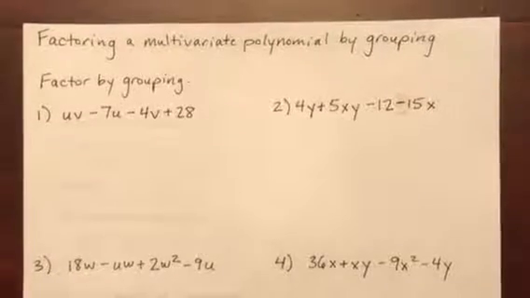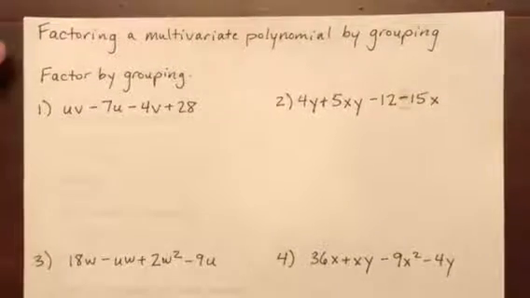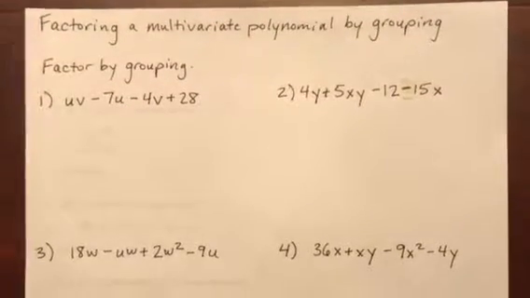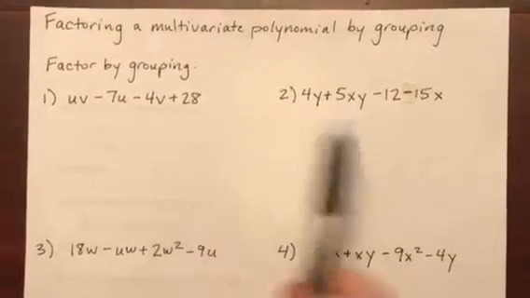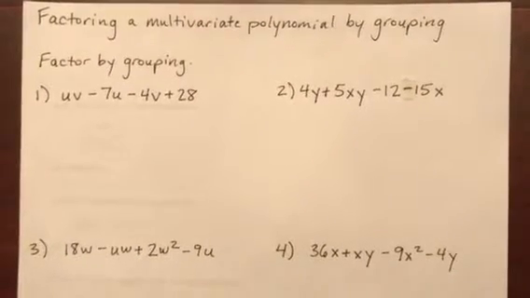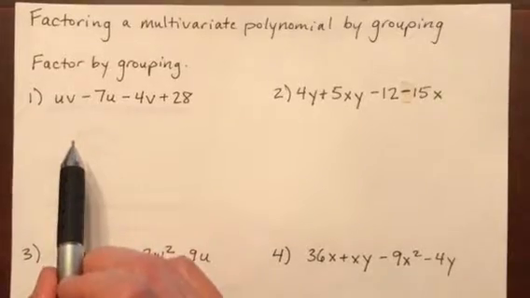This is Math 96, Quiz 4 Topics. Factoring a multivariate polynomial by grouping. So we have 4 different examples. The first 2 are from problem type 1 and the next 2 from problem type 2. It says factor by grouping.